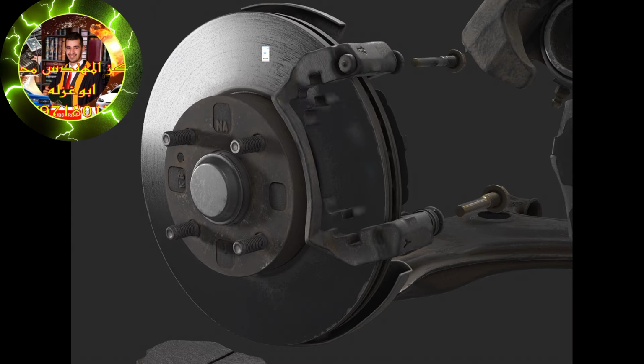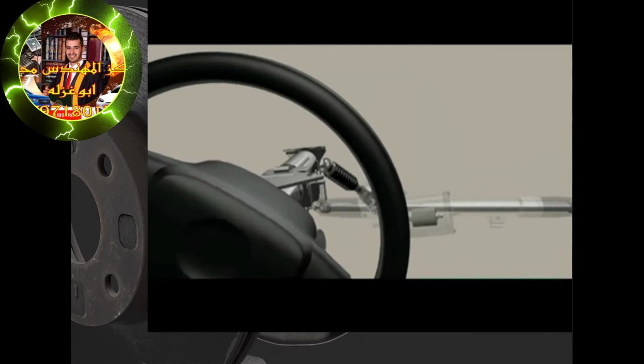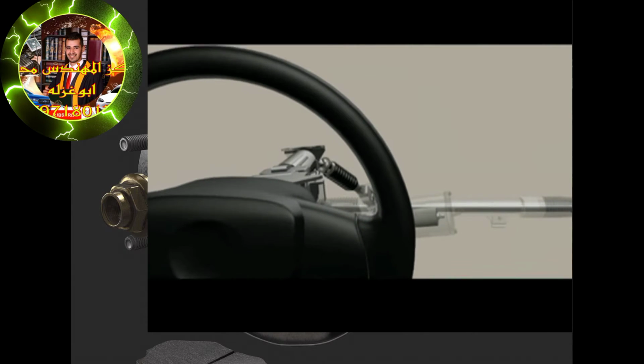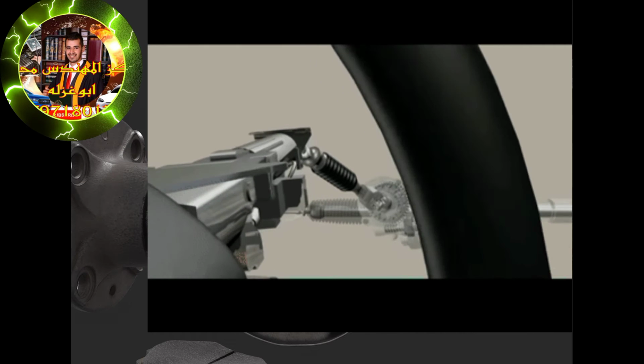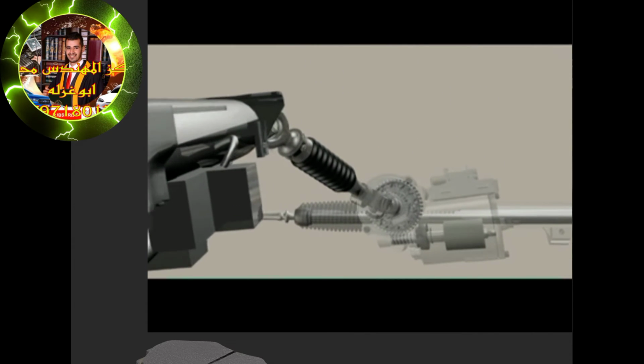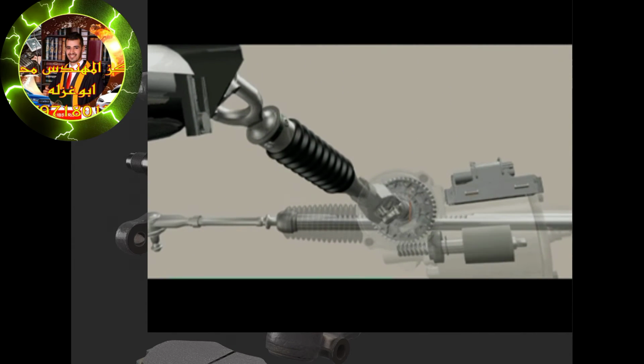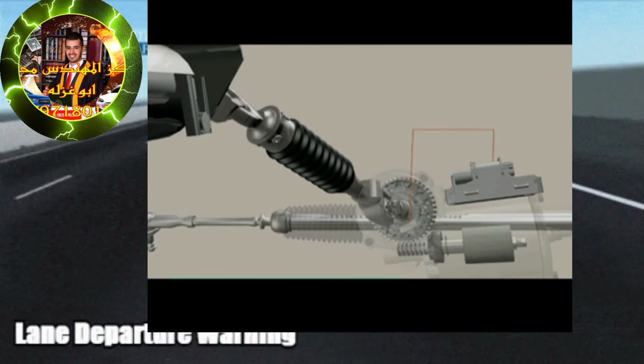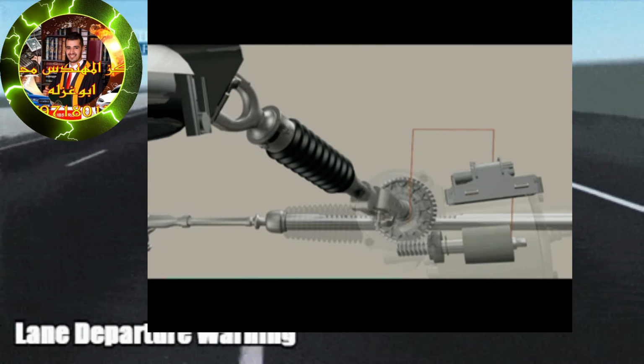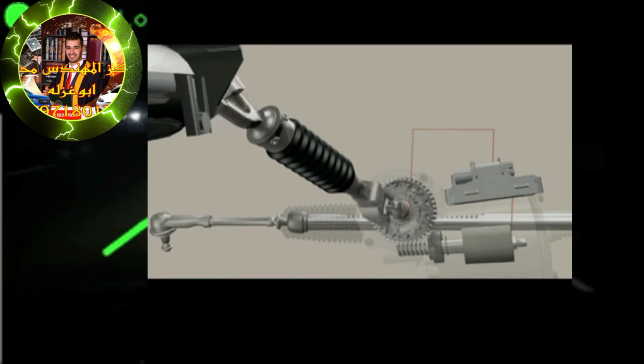It's important to note that the specific components and mechanisms of a steering system may vary depending on the vehicle's make and model. Additionally, newer technologies, such as electric power-assisted steering and steer-by-wire systems, are being introduced to improve efficiency and enable advanced driver assistance features.